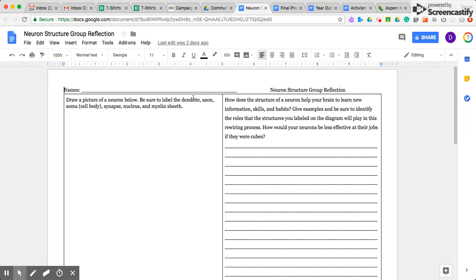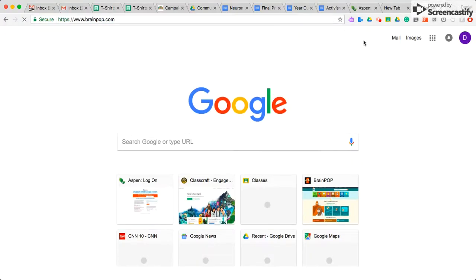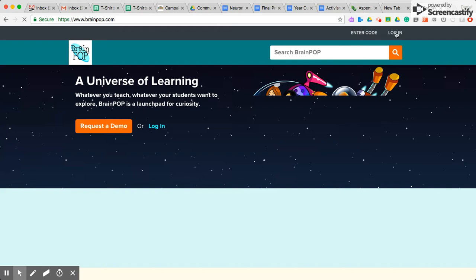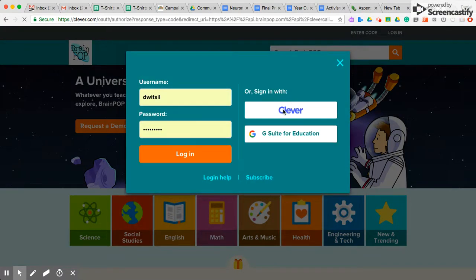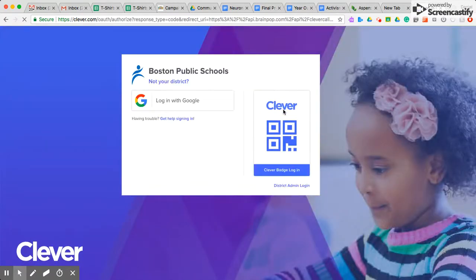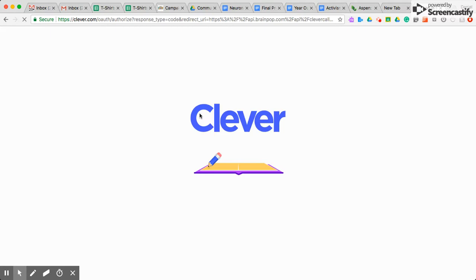In particular, I want to highlight BrainPop. So you could go back to the BrainPop, and I'll pull up this new tab. Log in. Remember, you log in with Clever, just like I do. And then you have to log into Clever. It didn't used to have this many steps. And now we're finally here.